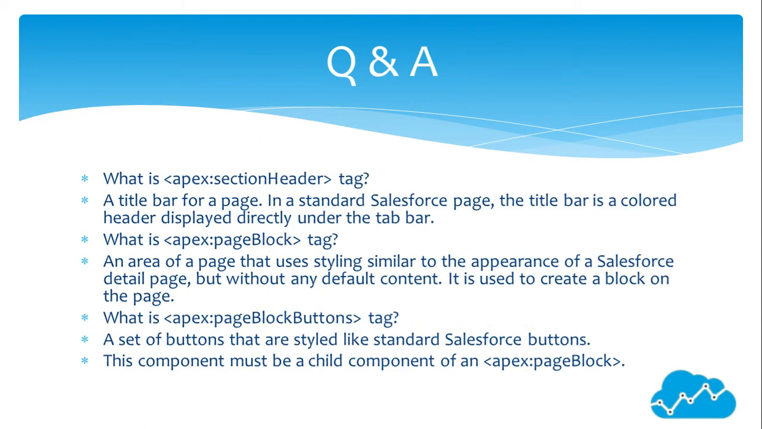What is Apex section header tag? A title bar for a page. In a standard Salesforce page, the title bar is a colored header displayed directly under the tab bar. What is Apex page block tag? An area of a page that uses styling similar to the appearance of a Salesforce detail page, but without any default content. It is used to create a block on the page.